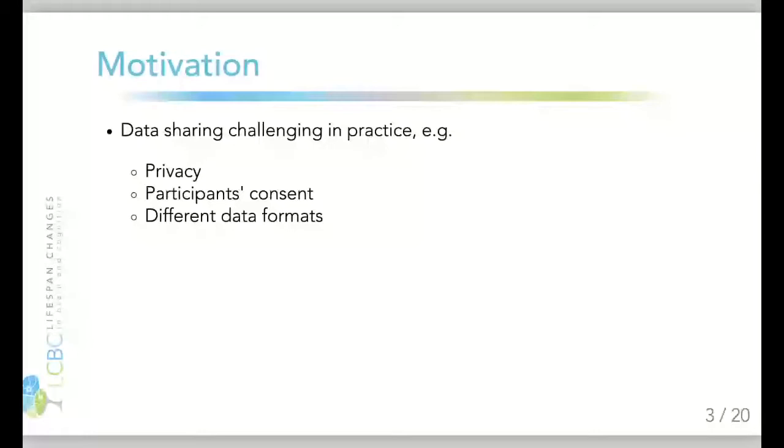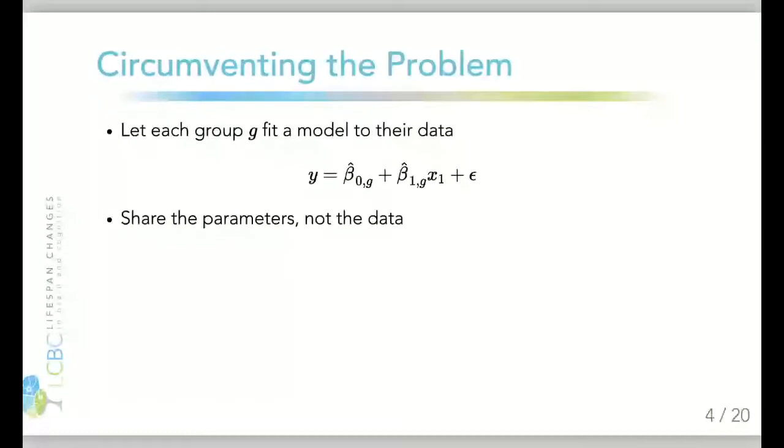One way of circumventing this problem is to let each group, and by group I mean different labs that have different data, fit their own model to the data so that they get their own estimates of the regression parameters. Then the regression parameters can be shared, rather than sharing the data. They can be combined by meta-analytic methods, where you combine the regression parameters from each model in some weighted way, where the weights typically depend on the reliability of the different models.